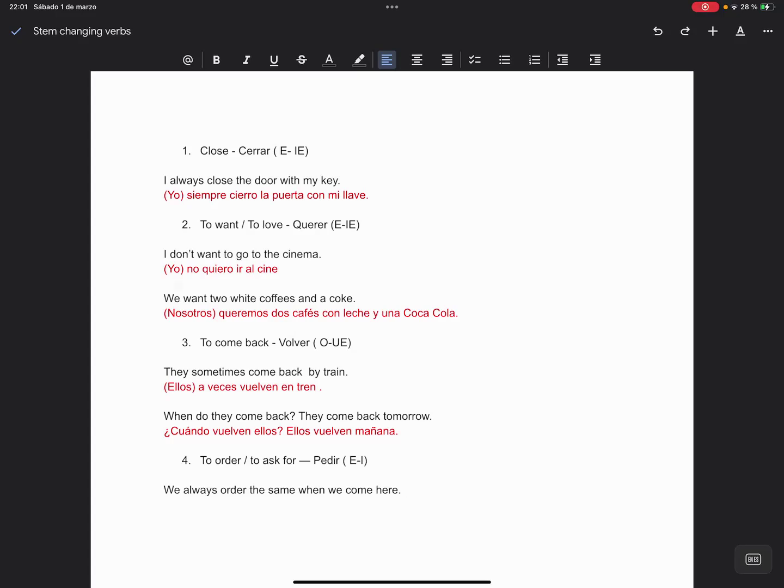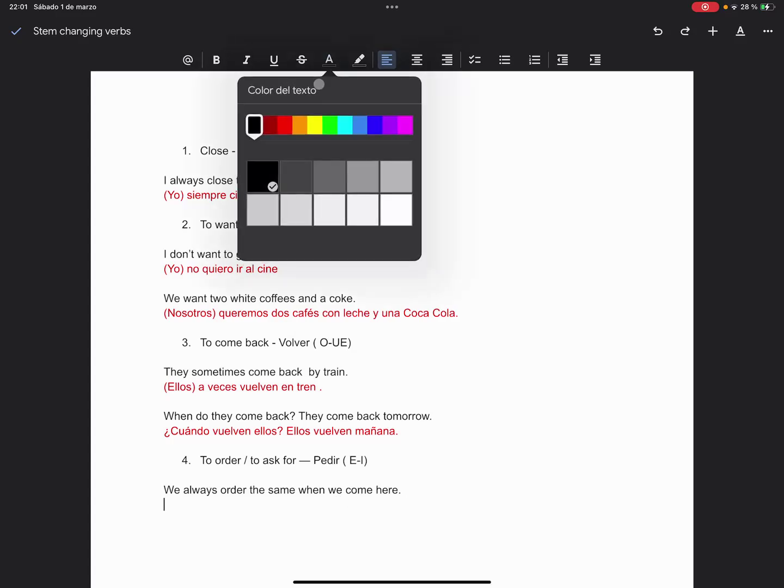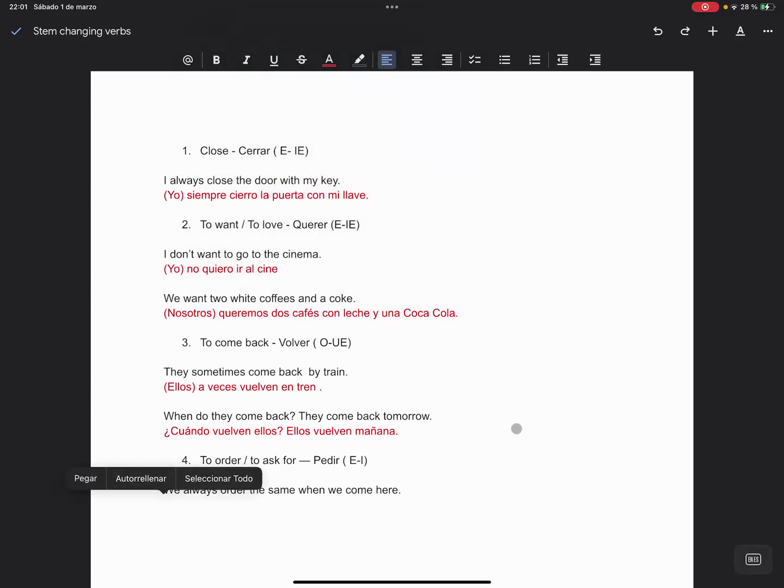Okay, in this case you have two verbs. I'll tell you what's the other verb to come later, although maybe you know that verb as well. But let's try to solve this one. We always order the same when we come here. Okay, do you think we are going to change the verb? We are conjugating the verb pedir for a we. And that's not inside of the boot. So no, we will use it as a normal verb.